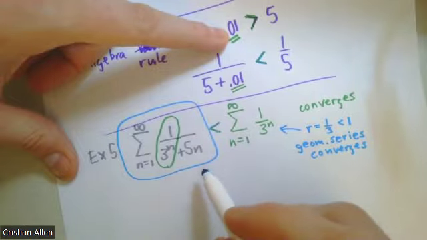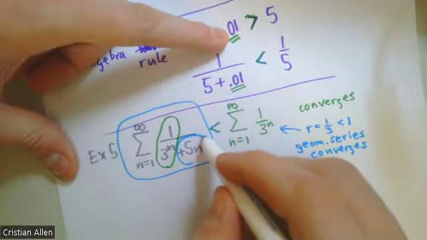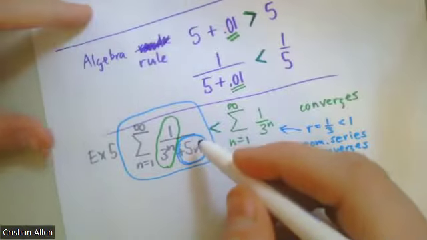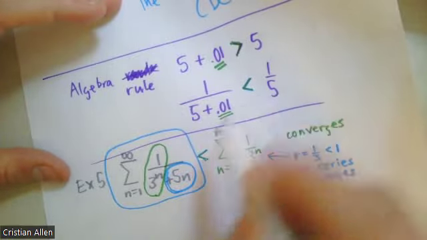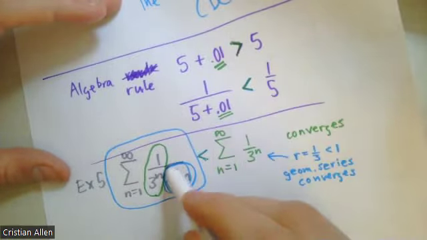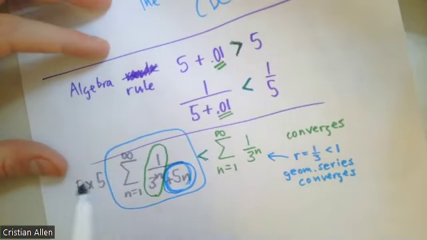Now, how do we know it's less? Because we're adding something to the bottom, just like I told you here. If you add something to the bottom, you're less. So we add a positive thing to the bottom, you're going to be less.